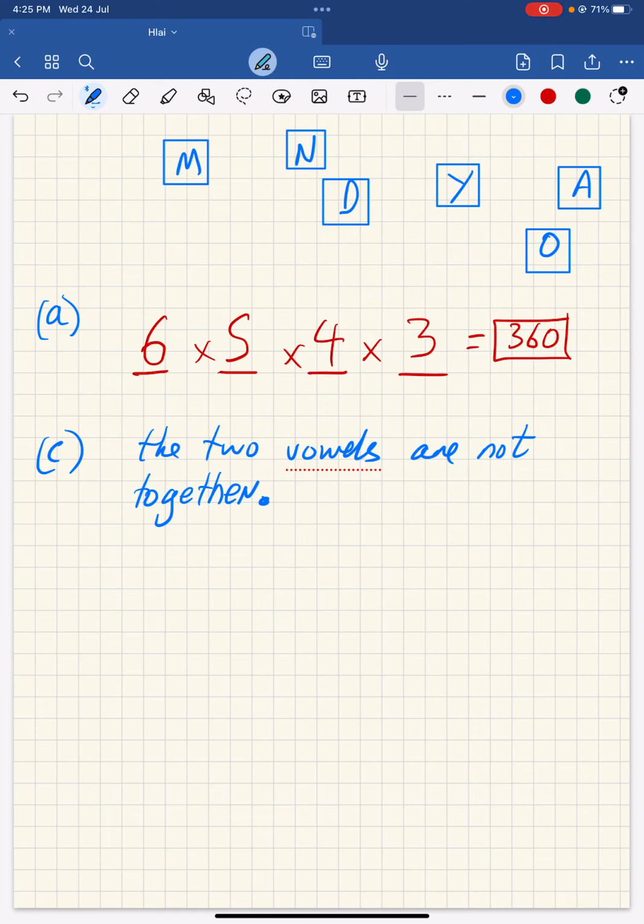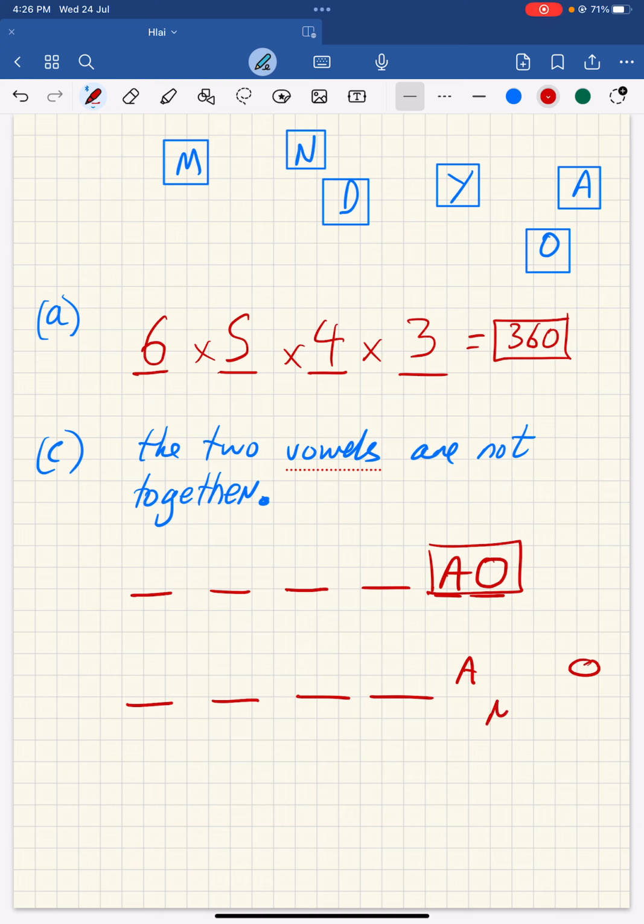Okay, now for this final one, part C, the two vowels are not together. So I think I'm going to use a similar technique. When we think about all the different four letter arrangements, the two vowels are not together, all right? Well, we're surely in a situation where there are four letter words where the A and the O are together, right, side by side. And we're in a world where the A and O are not together, right?